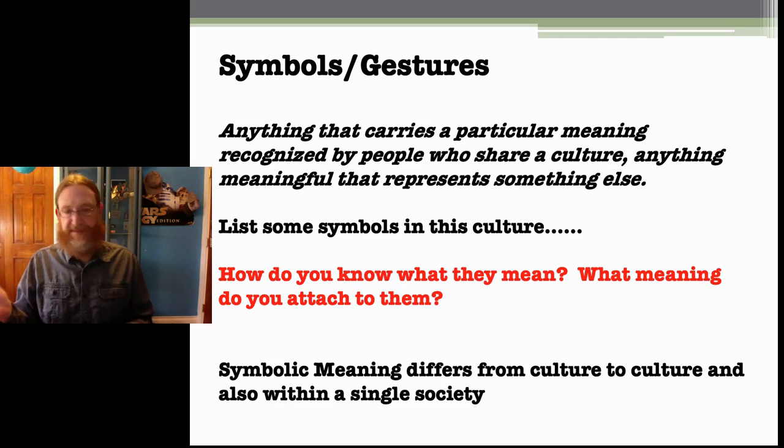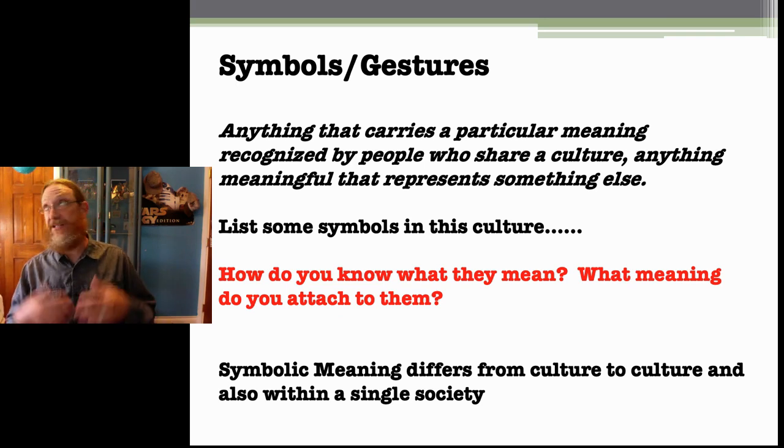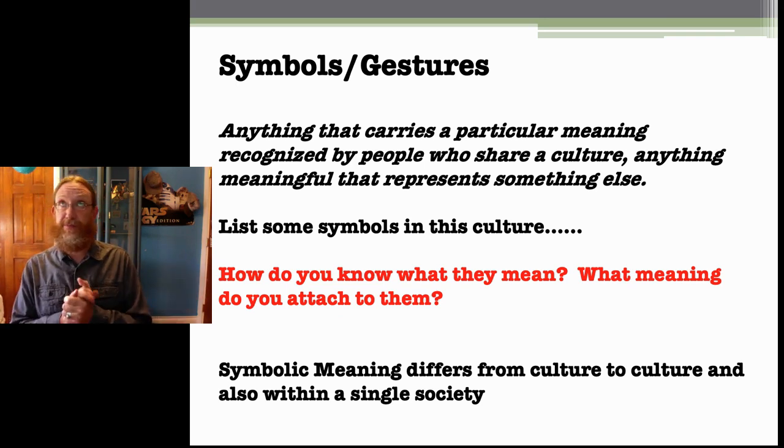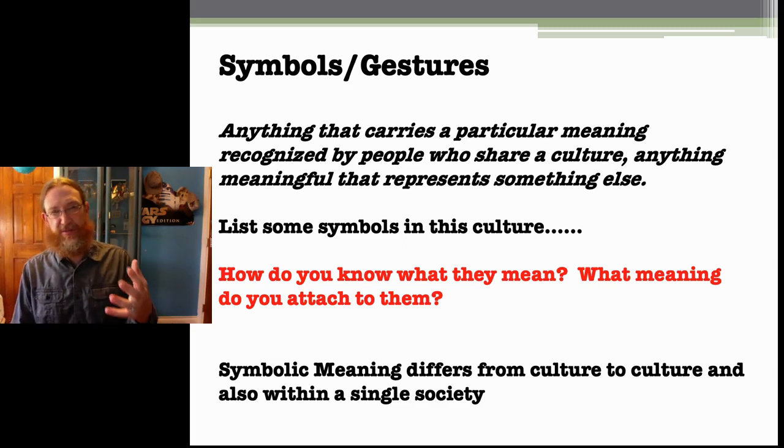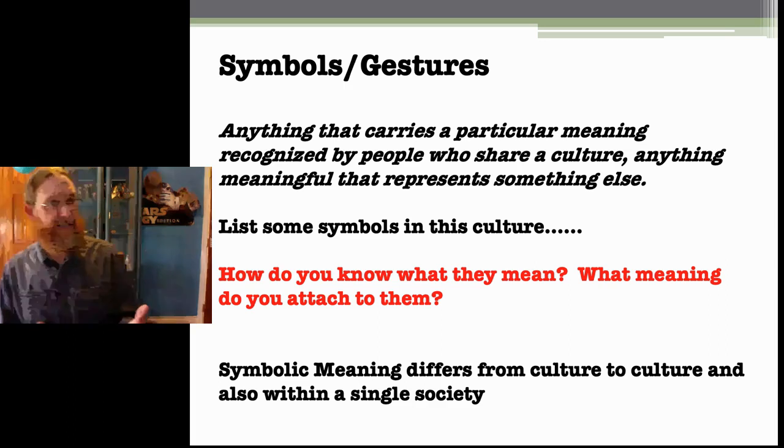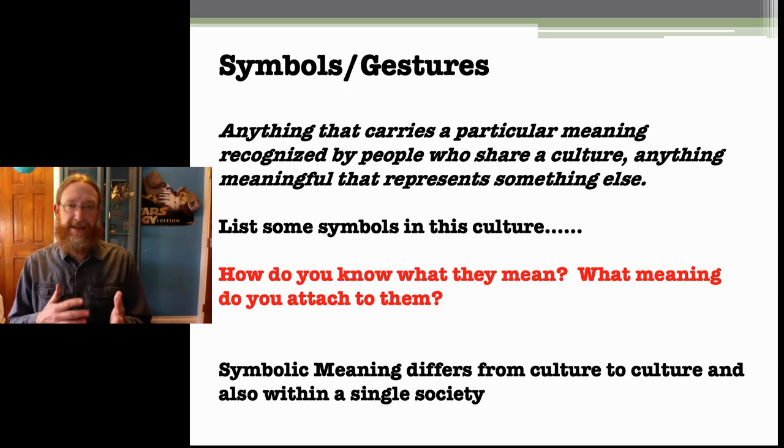So think of some symbols in this culture, right? Just things that pop into your head right away. The Apple symbol is something that so many students have, when we're in a classroom, they've got their laptops up. Think of the Star Wars symbol, or the golden arches. But what we're going to think about is, how do you know what they mean? Like, what meaning do we attach to them, right?